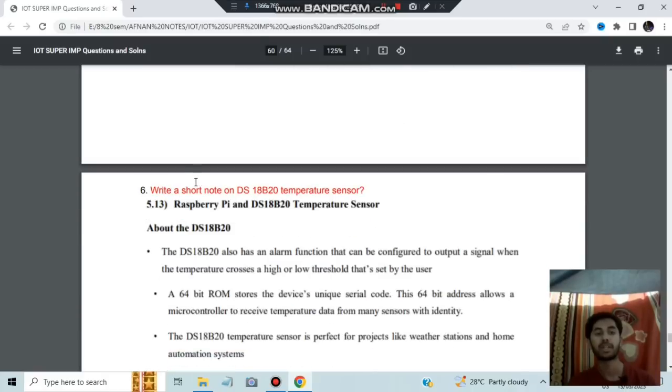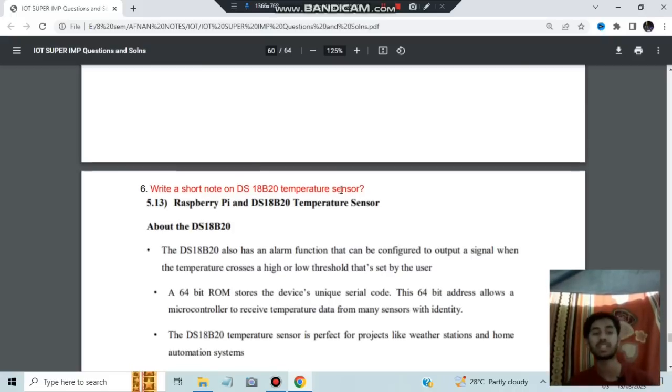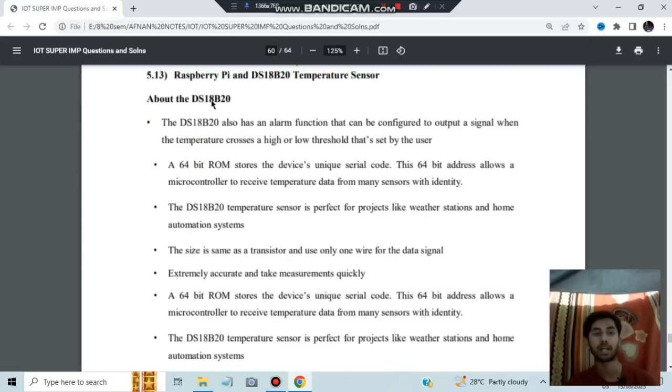Okay, moving on, we have the next question, which is write a short note on the DS18B20 temperature sensor. It is a sensor which is used in Raspberry Pi for detecting the temperature. Is the temperature more high or low? What are the technical aspects of it? That's given here. About DS18B20, that's only what I told you. It uses transistors for detecting the temperature rise or temperature fall.